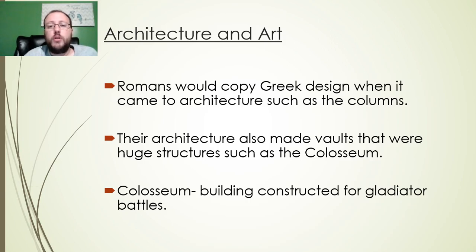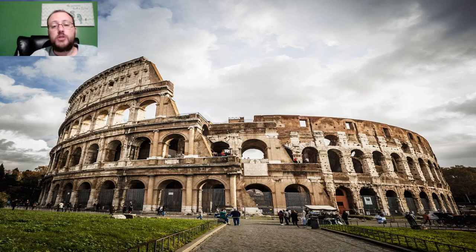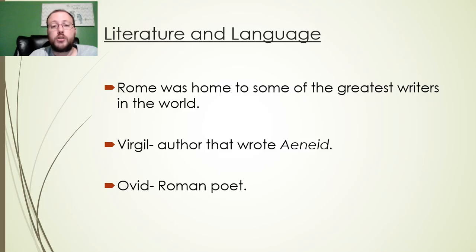Romans would copy Greek designs when it came to architecture, such as columns. The architecture also made vaults that were high structures, or huge structures, such as the Colosseum. The Colosseum was a building constructed for gladiator battles, and of course, this is a picture of the Roman Colosseum. Some people also made the Roman Colosseum for their projects. So that's just a part of the history and the developments of Rome and Roman architecture.